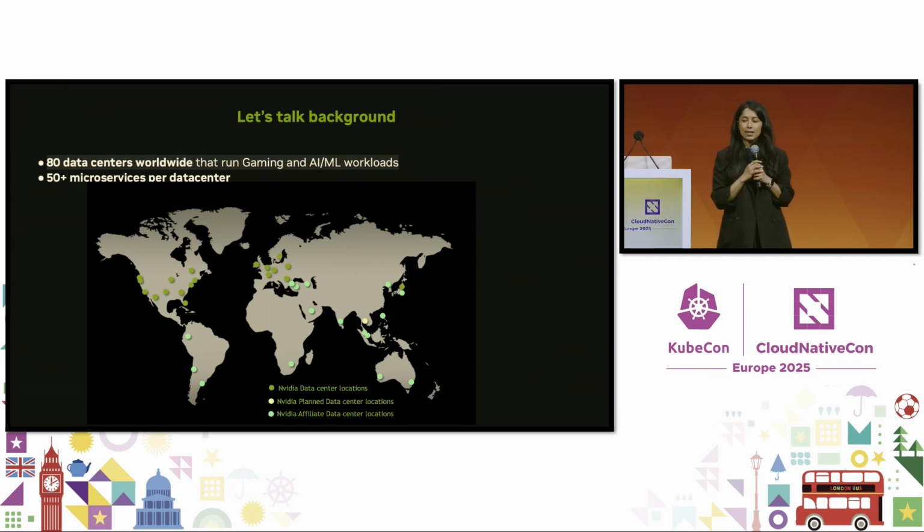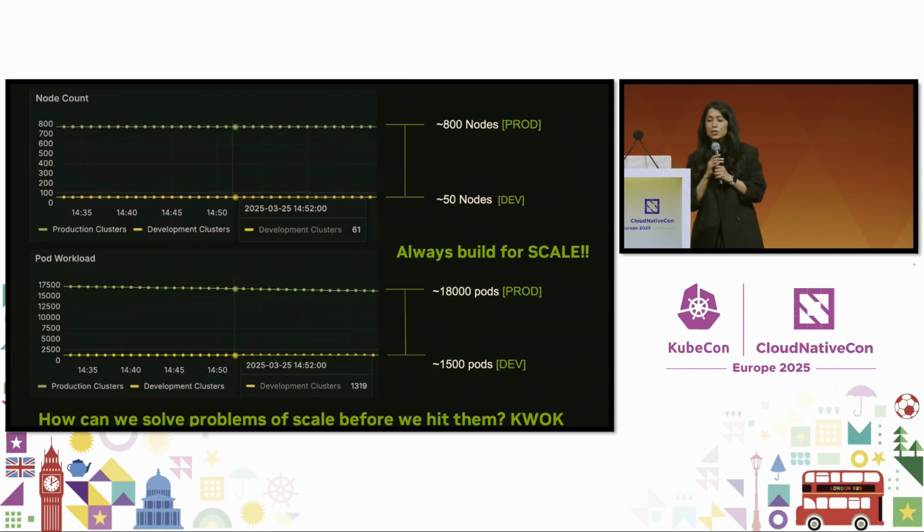So firstly, I'd like to give you a background about our scale. We have about 80 data centers worldwide, which are production clusters, and we deploy about 50 microservices per data center. So the resource crunch is pretty heavy for us. Looking at the scale of the clusters themselves, typically our dev environments have about 50 nodes, and our production are about 800 nodes. I think our largest one is 1250 nodes. And for the workload, we have about 1,500 pods running on our dev environments and about 18,000 pods running on our production clusters. So the scale difference between our dev and prod is pretty huge.